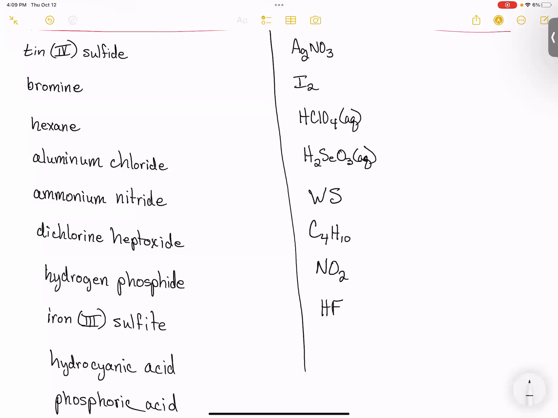So not quite. You had the -ide. You've got to know the -ide, the -ite, and the -ate. So it's just an anion of an element. That's what the compounds are, all the ions.